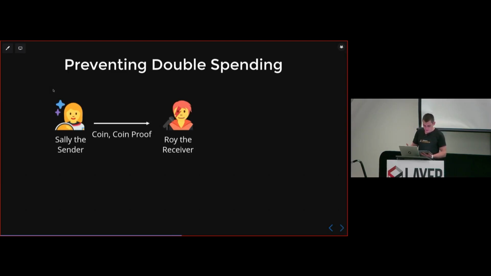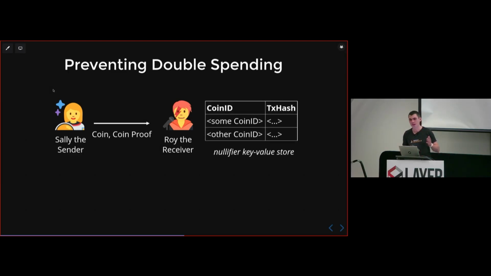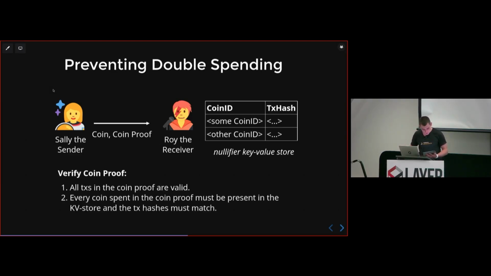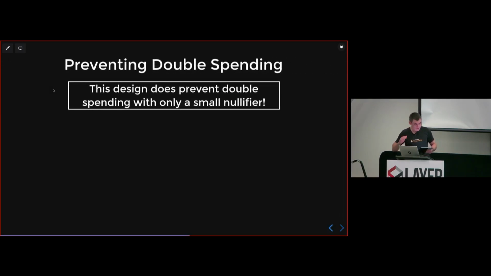So first, we need to remember Sally sends coin and coin proof directly to Roy after posting the nullifier to the blockchain. And Roy maintains the key value store with nullifiers he's read from the blockchain. And as we've mentioned before, Roy verifies the coin proof, checking all transactions in the coin proof are valid. And the new rule is that every coin spent in the coin proof must be present in the key value store, and the transaction hashes in the coin proof must match what is stored in the key value store. So this design actually does successfully prevent double spending with a nullifier smaller than an actual Bitcoin transaction.